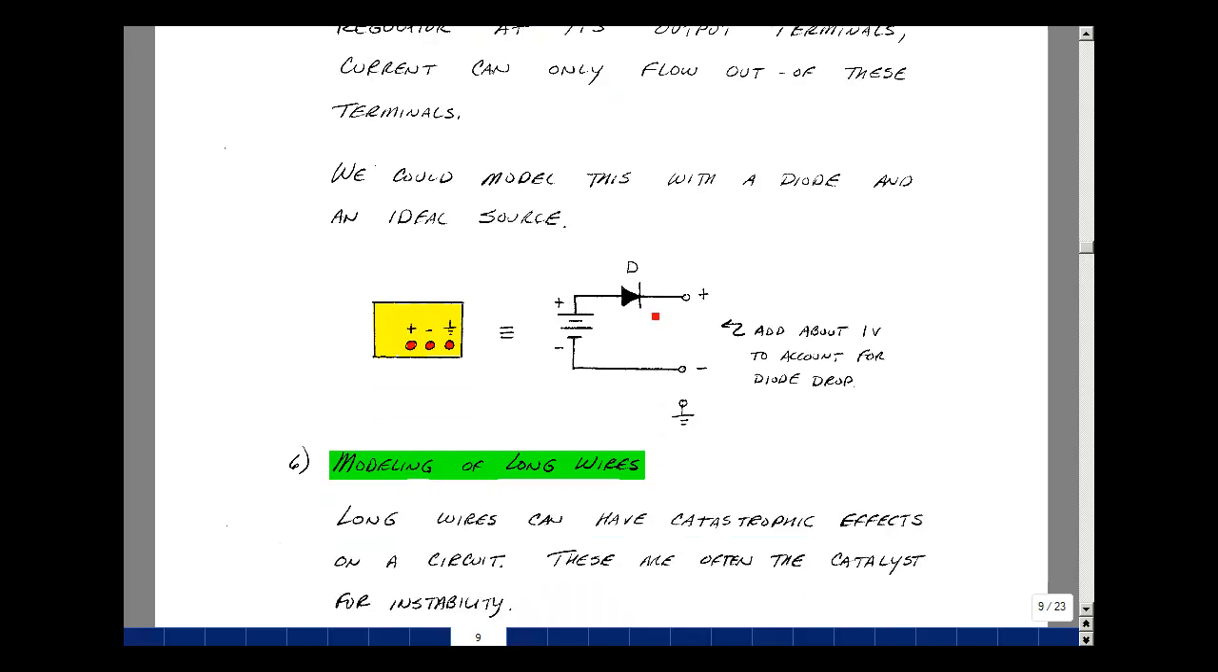Now, because we're adding a diode here, in fact a power diode, we should add 1 volt to the voltage here so that we get the voltage we want of 24 volts.